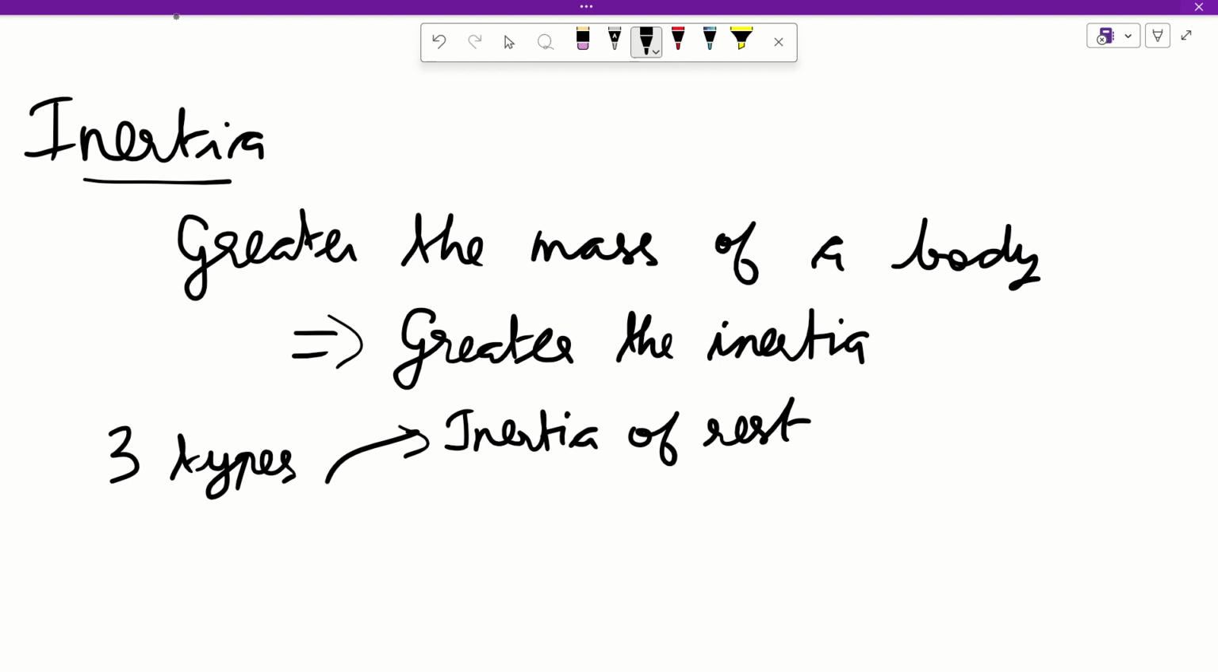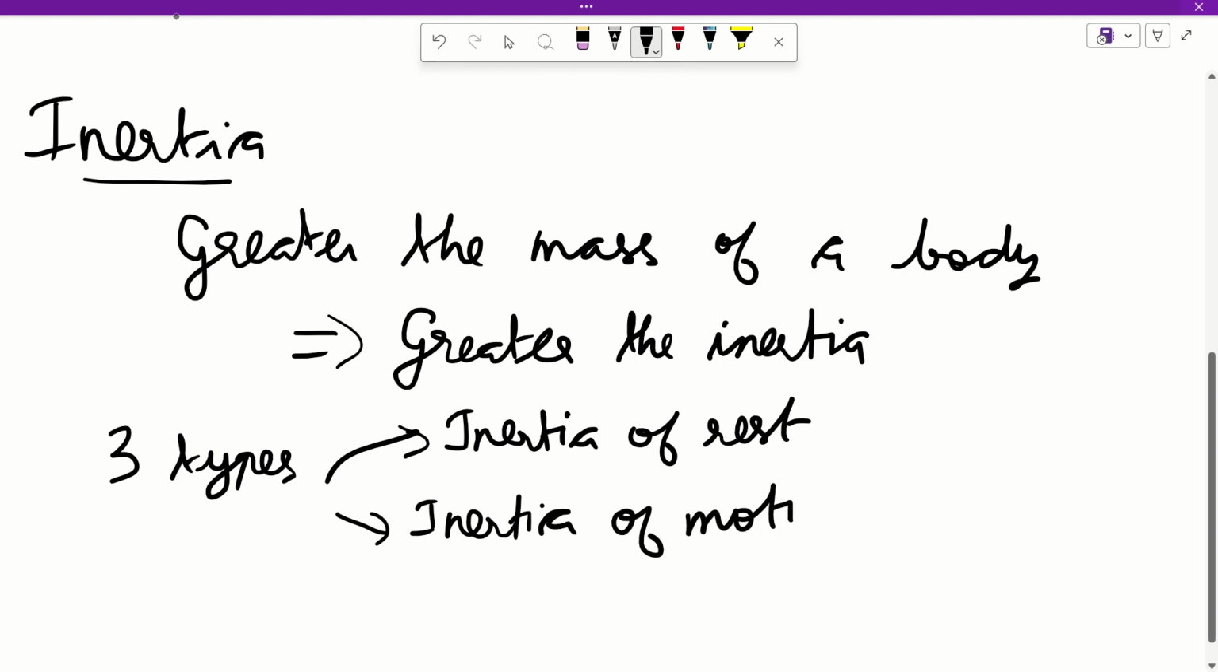The next is inertia of motion. This is defined as the tendency of a body to remain in its state of uniform motion along a straight line. That is, a body in uniform motion can neither get accelerated nor retarded on its own. Also, it cannot stop on its own.